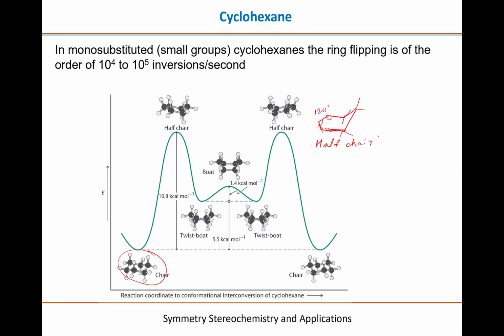Then boat conformation is slightly more stable than this one, but the twist boat is another form of cyclohexane. I will show here. Okay, this is boat. And what is twist boat? Twist boat is, I will draw here.